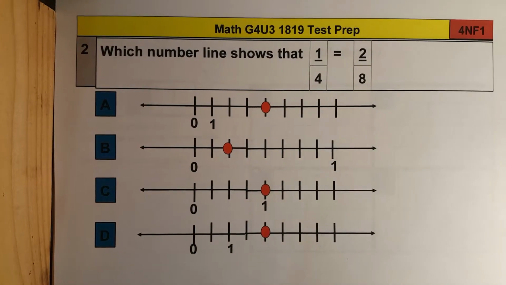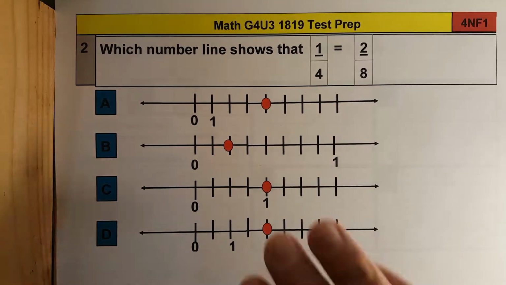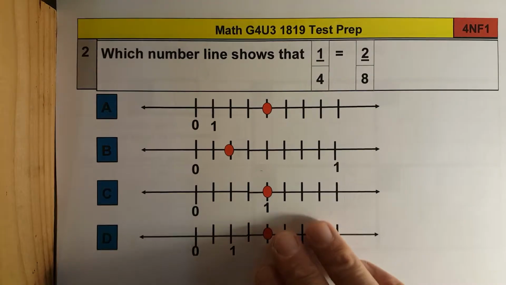Number 2 looks like this. You will see a lot of number lines, so get familiar with number lines. Which number line shows that 1 over 4 is equal to 2 over 8?